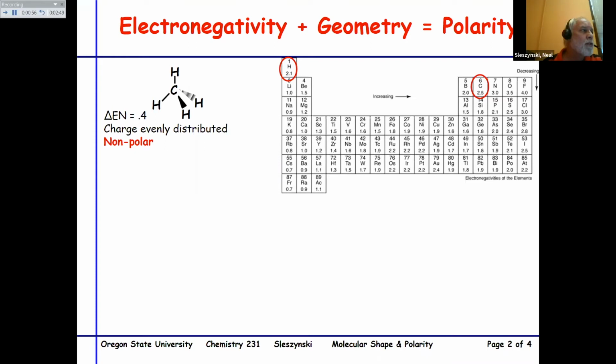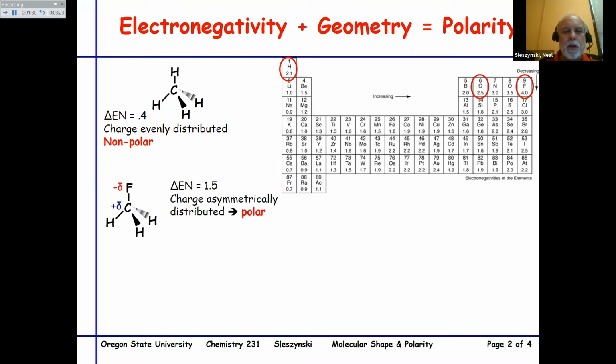Well, let's start out with methane and substitute one of the hydrogens for fluorine. If we locate fluorine's position on the table, we see that fluorine, in fact, has the largest electronegativity value of anything in the periodic table. Of course, that's related to Z effective, again, a topic that we've already discussed. If we take a look at the difference in electronegativity between carbon and fluorine, we see that that value is much larger than carbon-hydrogen, in fact 1.5, and the charge is asymmetrically distributed in the carbon-fluorine bond, which is going to make the molecule polar.